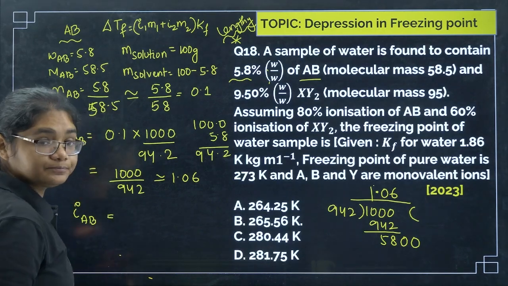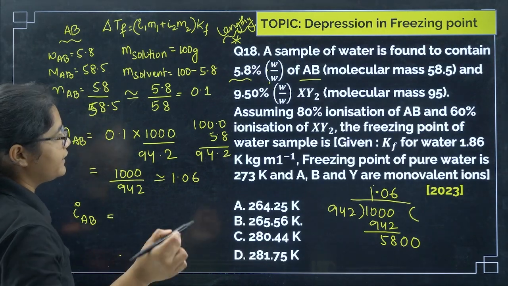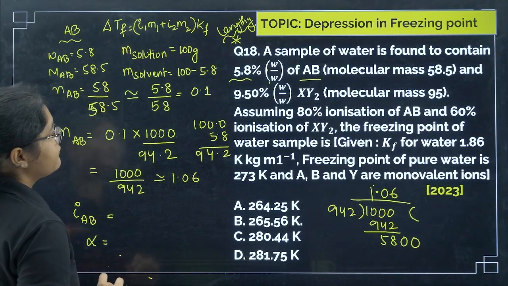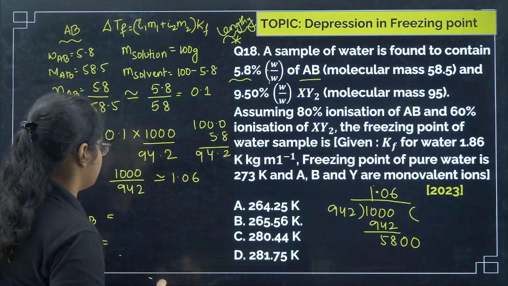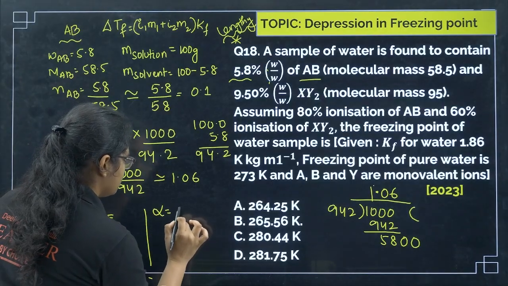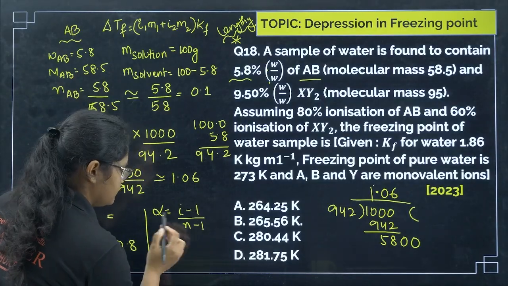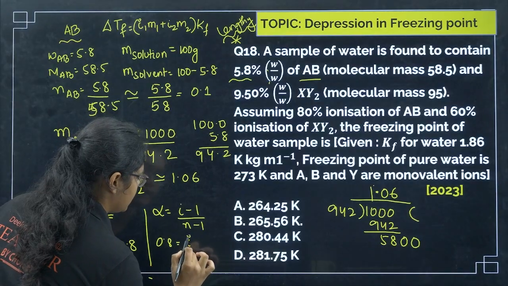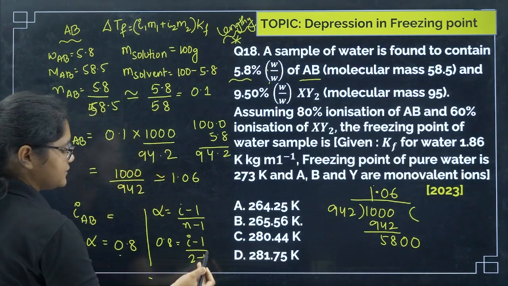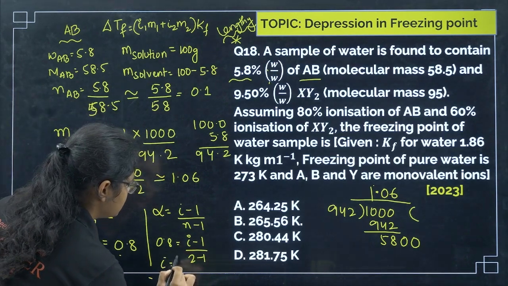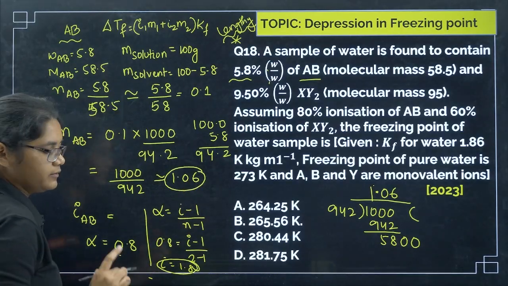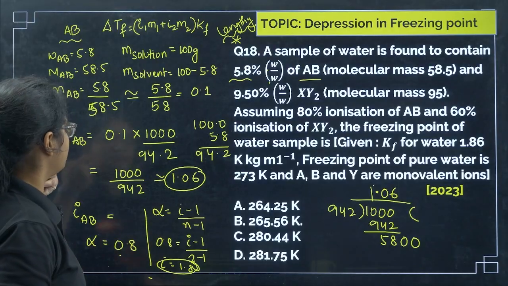What is the I value here? You have to calculate alpha first. The alpha value given to me for AB is 80%, or I can write 0.8. I have the formula alpha is equal to (I minus 1) by (n minus 1). So 0.8 equals (I minus 1) by, AB will dissociate into two particles, so 2 minus 1, which is 1. So I have the I value as 1.8. So I got M of AB and I of AB. Note down these two values. Now we'll go to the next solute.